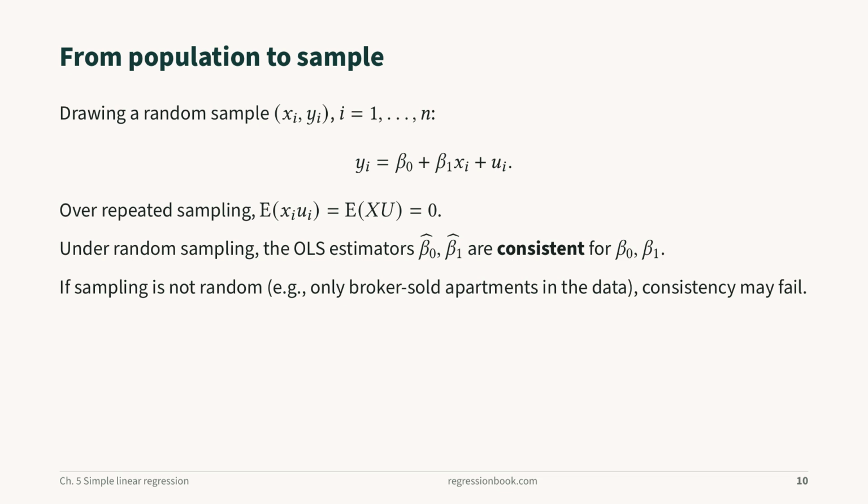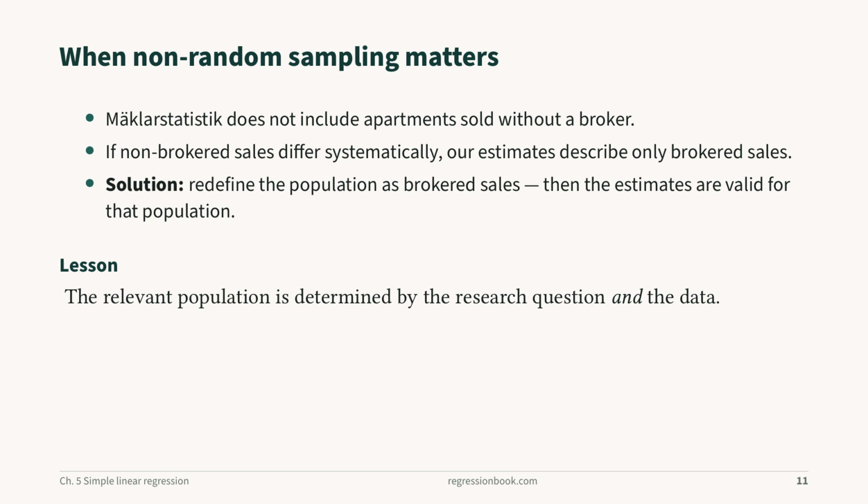Drawing a random sample turns the population equation into its sample counterpart, observation by observation. Over repeated sampling, the regressor and error are uncorrelated, and under random sampling, the least squares estimators are consistent for the population coefficients. The caveat matters. If sampling is not random, say only broker-sold apartments enter the data, consistency for the intended population can fail. That caveat is real in our data.